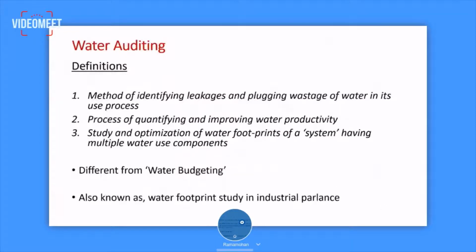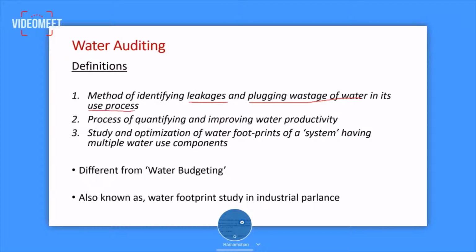First, let us begin with the definitions. Here you see that three definitions are given, and all three are relevant in their own context. Let me explain, starting from definition one. It says that water auditing is a method of identifying leakages and plugging wastage of water in its use process.